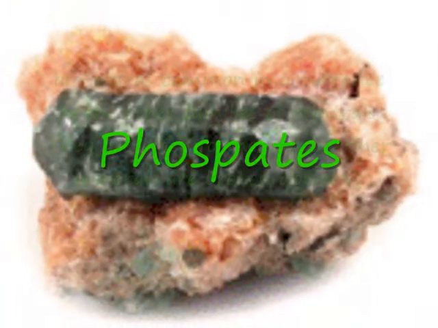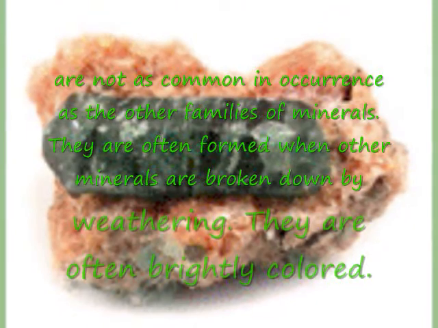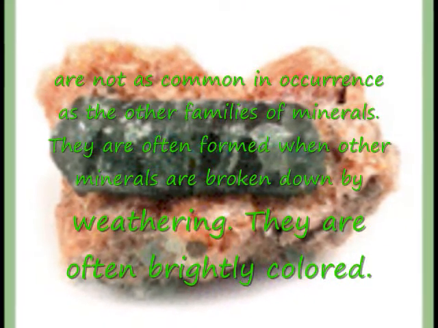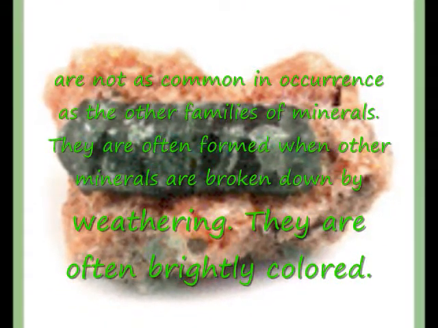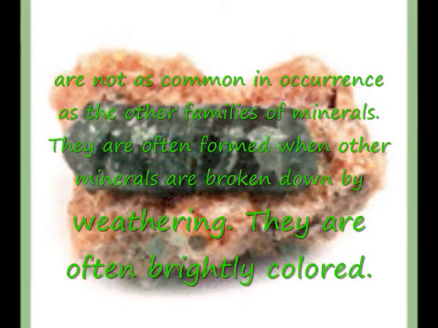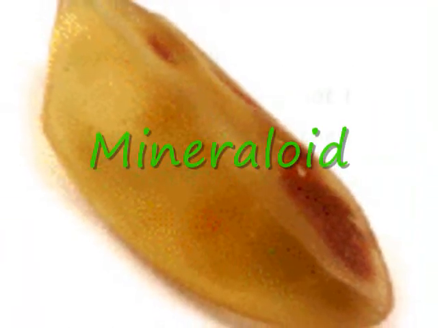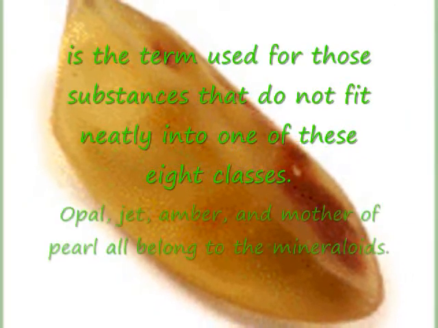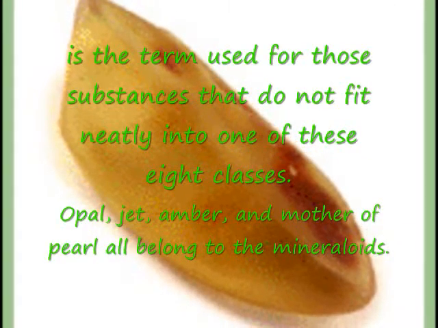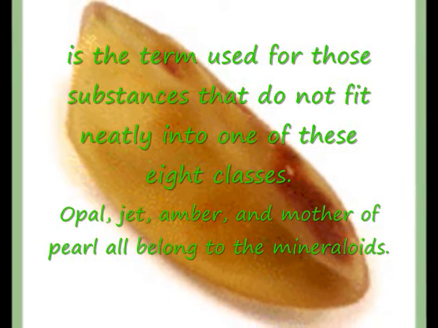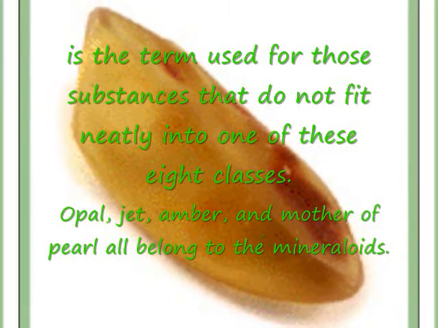Phosphates are not as common in occurrence as the other families of minerals. They are often formed when other minerals are broken down by weathering. They are often brightly colored. Mineraloid is the term used for those substances that do not fit neatly into one of these eight classes. Opal, jet, amber, and mother of pearl all belong to the mineraloids.